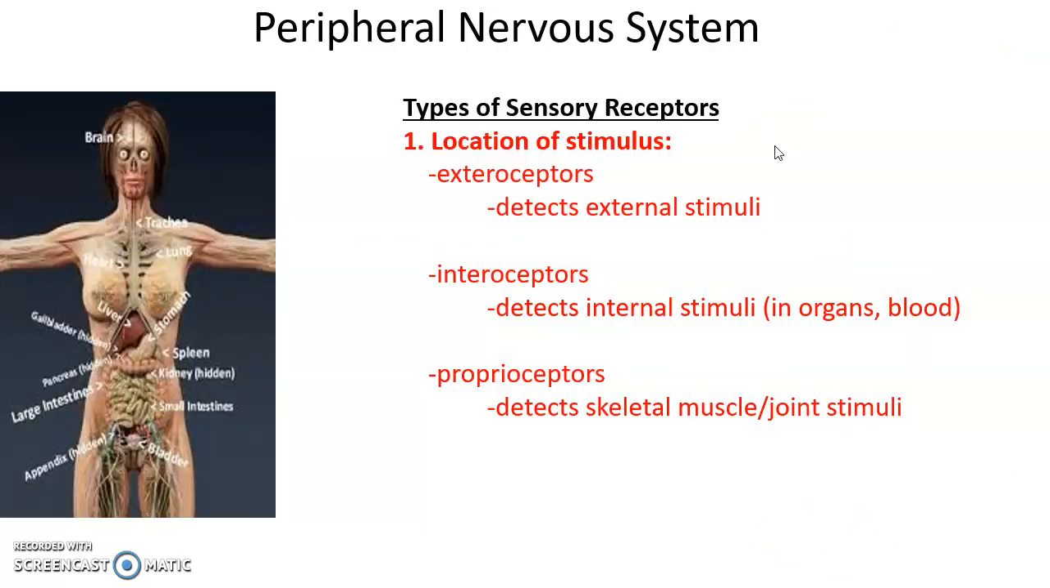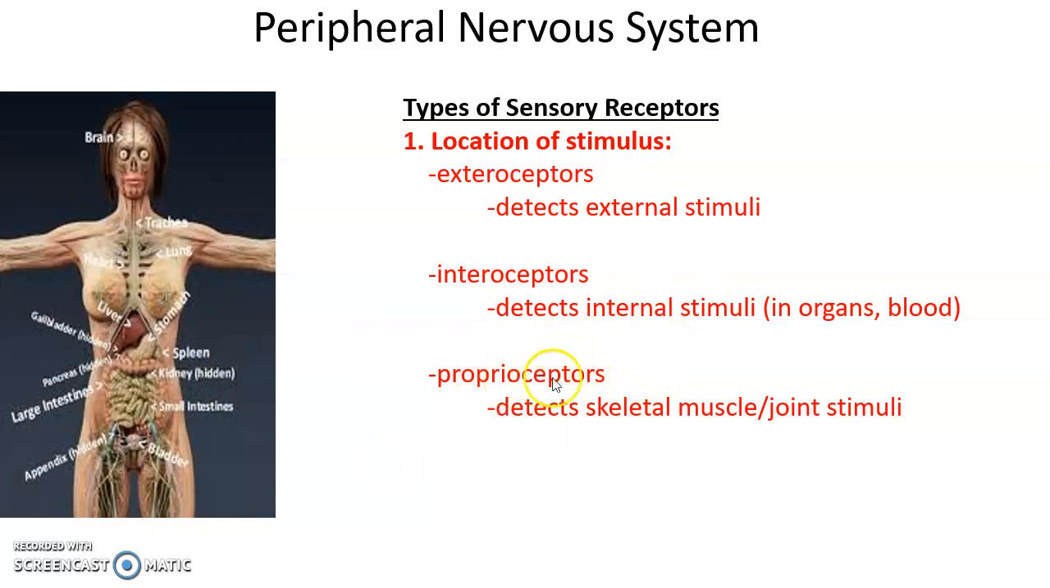So the sensory receptors can be defined on where they're located and where the sensation is. So exteroceptors are detecting stimulus outside of the body, external stimulation, like light coming into the eyes, something touching your skin, things like that. Interoceptors are detecting internal stimulus, things that are occurring inside the body, the stretch of organs, blood pressure, composition of blood, that sort of thing.